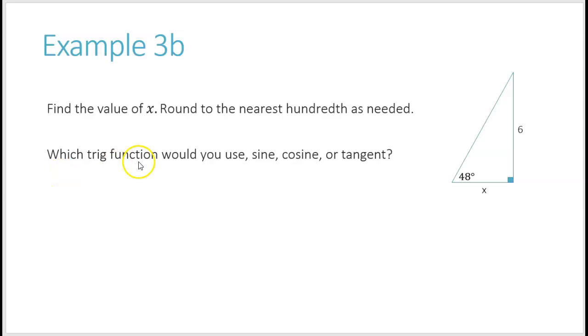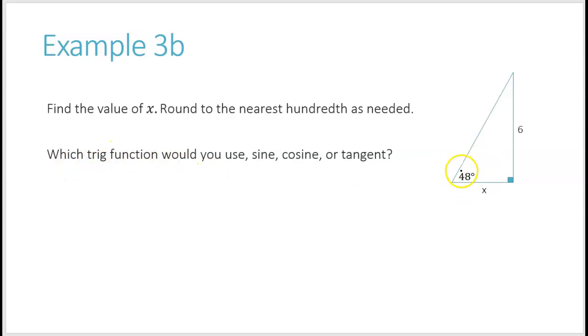Hey everybody, so this is example 3B that we are going to conquer in this particular video. Again, right triangle trigonometry note slides from January 12th. Again, we have been asked to find the value of x, to find the missing side length. You see that over here in our triangle, and round to the nearest hundredth, so 2 decimal places.